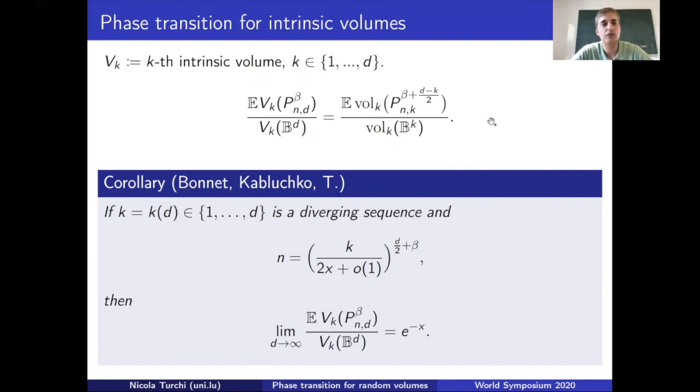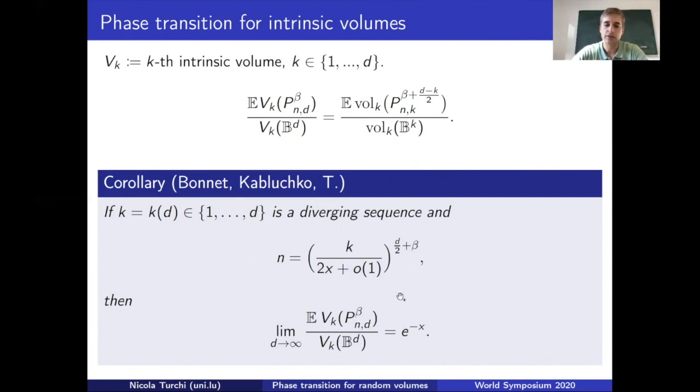And thanks to this result, we can also have a corollary that tells you that when you change the number of points in this way, so d now has changed with k, where k is the index of the intrinsic volume, then the ratio between the intrinsic volume of the random polytope and the intrinsic volume of the ball again goes to e to the minus x.